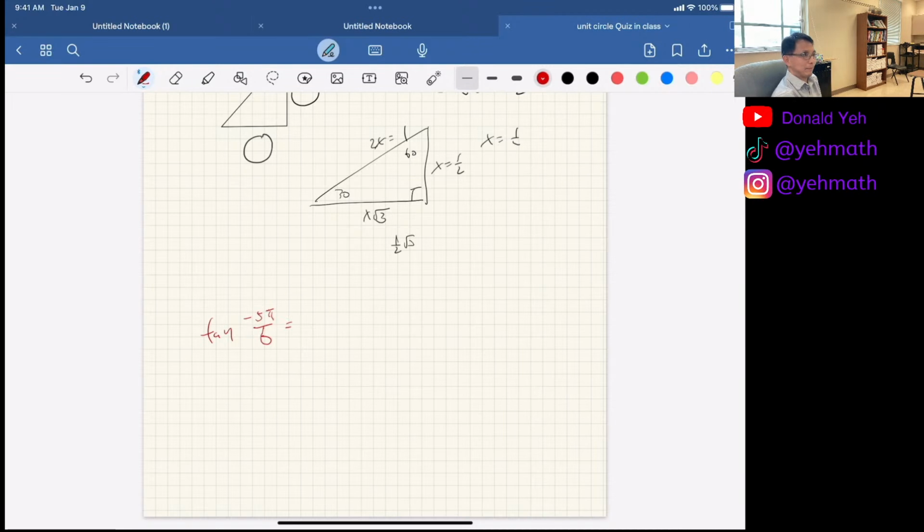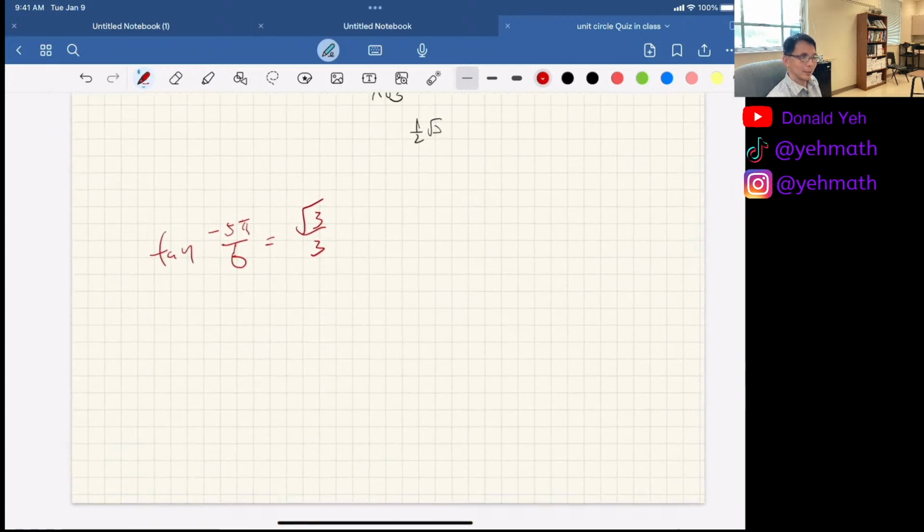You still don't know? I got it. Root 3 over 3. Boy. Root 3 over 3? Positive, because they're both negative. Root 3 over 3. You got it?